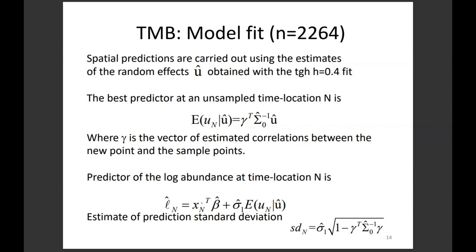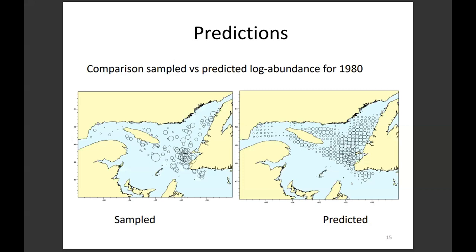This is a basic kriging technique, and of course there is a variability measure, or a precision measure, associated with this, because maybe this is not capturing anything. Maybe the expectation of U_n given U hat is just a constant that does not depend on U hat if U_n is really far from the sample points. So this is important to bear in mind, this precision measure for the log abundance. Now we are in business to do these predictions.